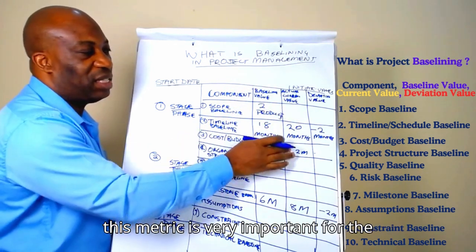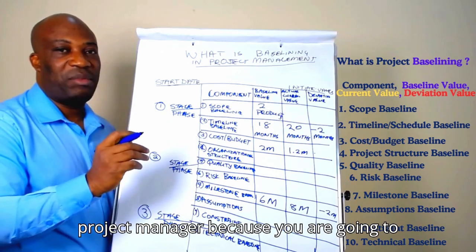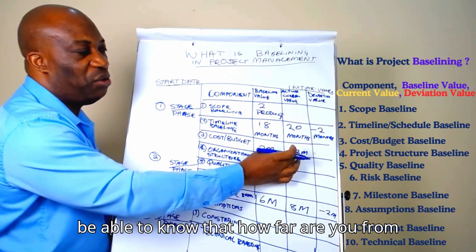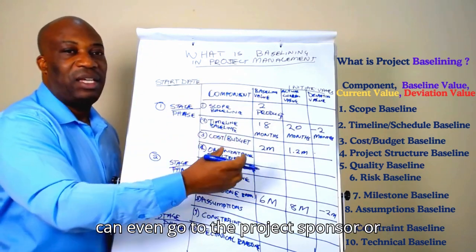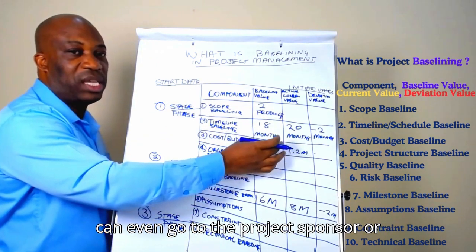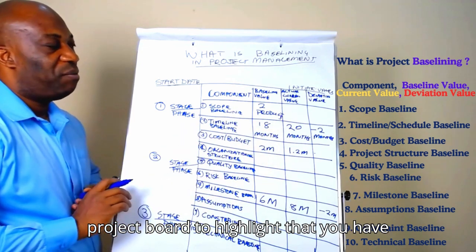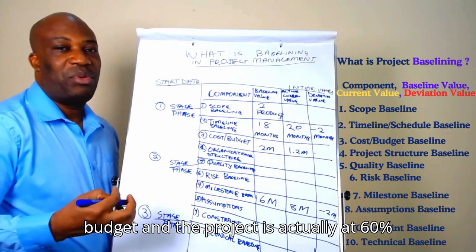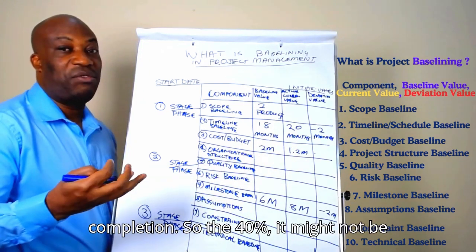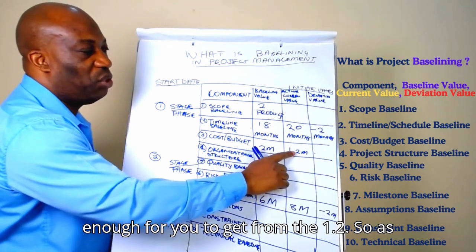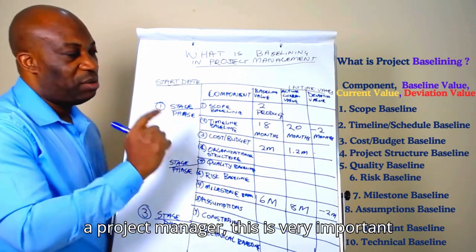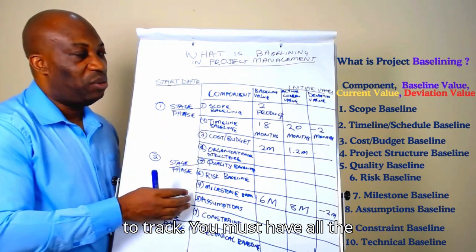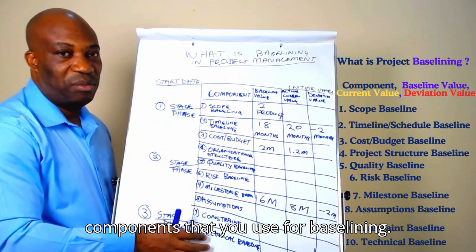So this metric is very important for the project manager, because you are going to be able to know how far you are from the original budget, and proactively you can even go to the project sponsor or project board to highlight that you have gone through 1.2 million of the budget and the project is actually at 60% completion. So the 40% might not be enough for you to get for the 1.2. So as a project manager, this is very important to know, and this is very important also to track. You must have all the components that you use for baselining.